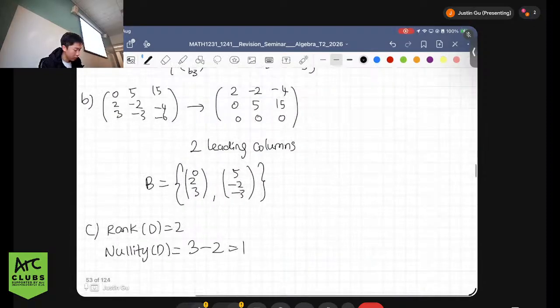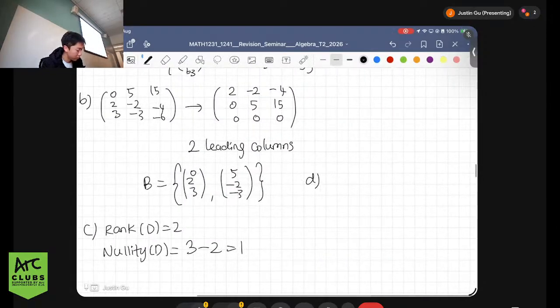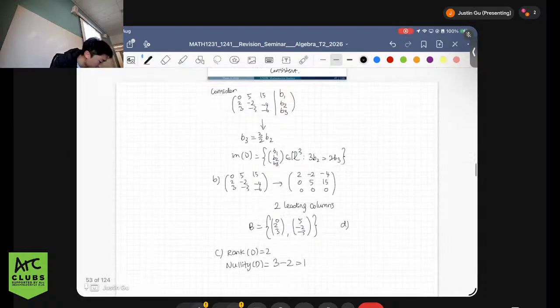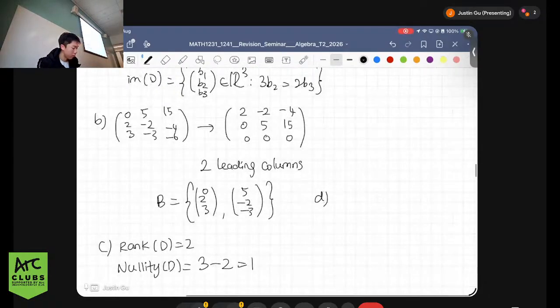Okay, and then for part D, we want to find a basis of R cubed that contains B. So a basis of R cubed means that we need 3 linearly independent vectors. Right now we have 2. To find the third one, a very easy way is to use the cross product, because we know that the cross product will be linearly independent to those 2 vectors.